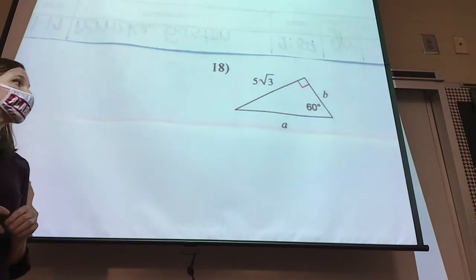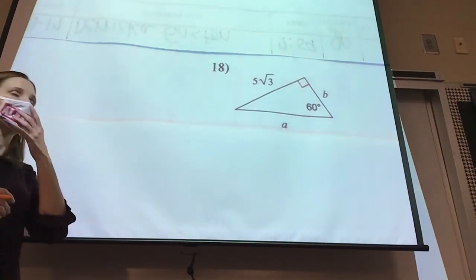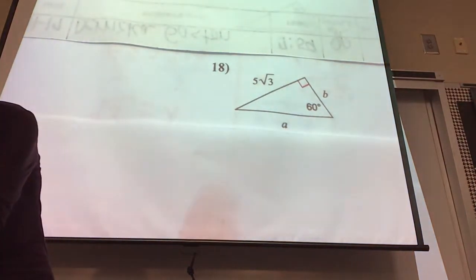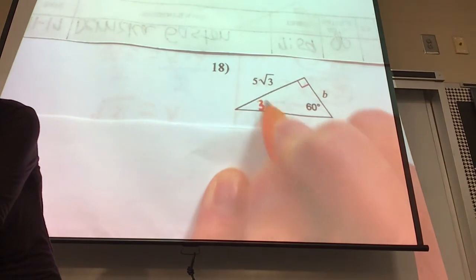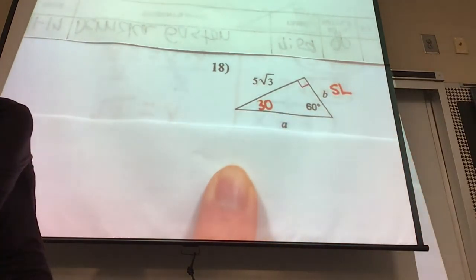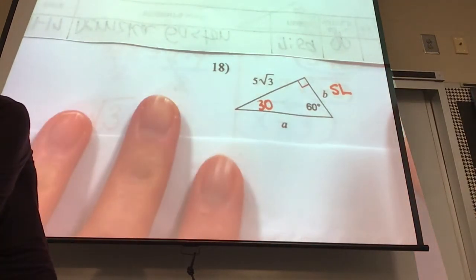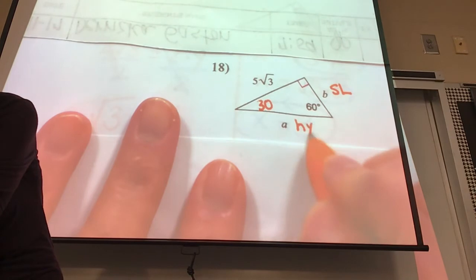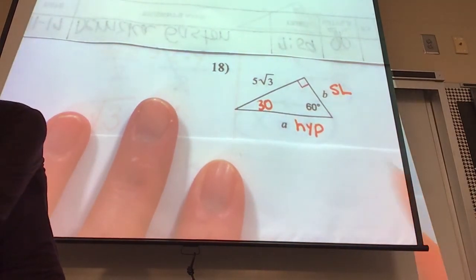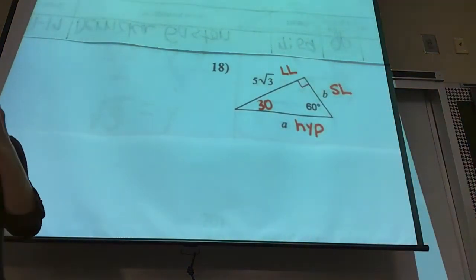So on this one again, what sides are what? B is the short. Okay, so we know that the missing piece is 30, so that makes B the short leg. And A is the hypotenuse. A is going to be your hypotenuse this time. So then that leaves 5 on the square root of 3 to be my long leg.